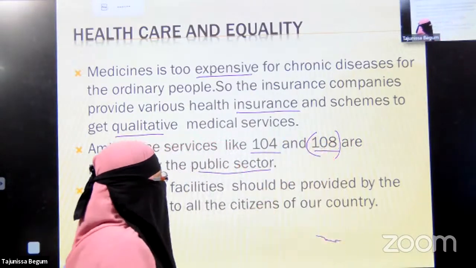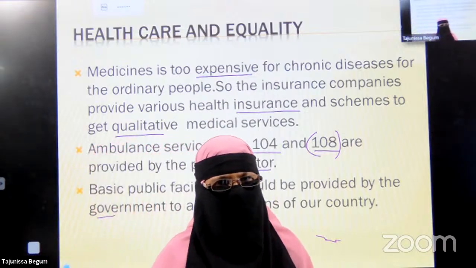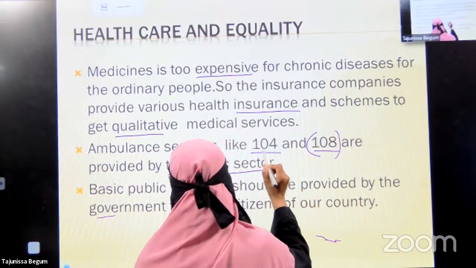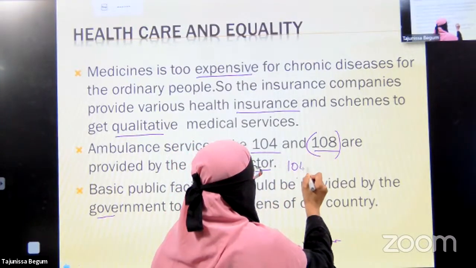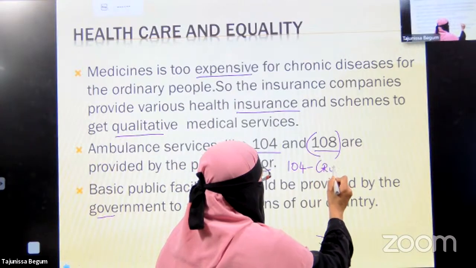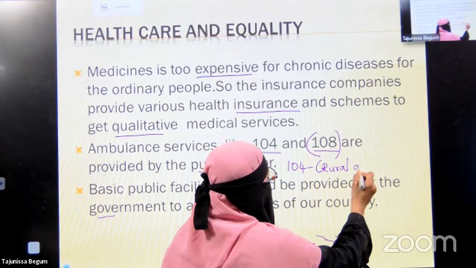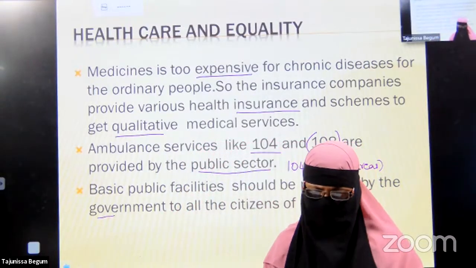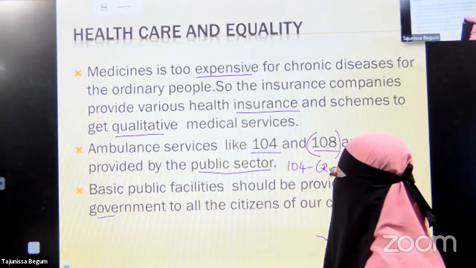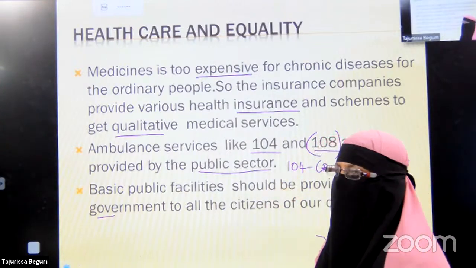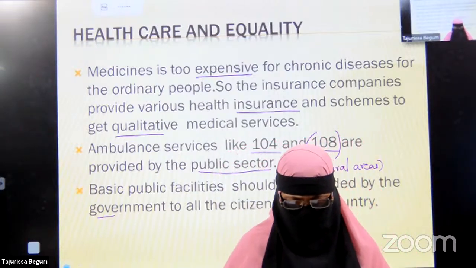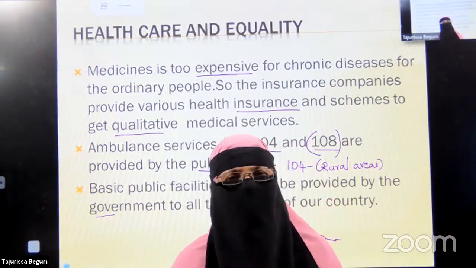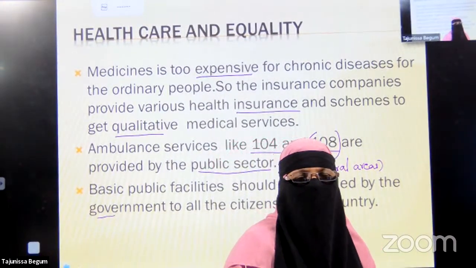What is 104? 104 is also a health service provided to the rural areas, villages. It gives medicines, providing them monthly. They make a monthly visit to the villages for health checkups and provide medicines. They are giving medicinal assistance to the needy people in villages. That is the 104 vehicle.